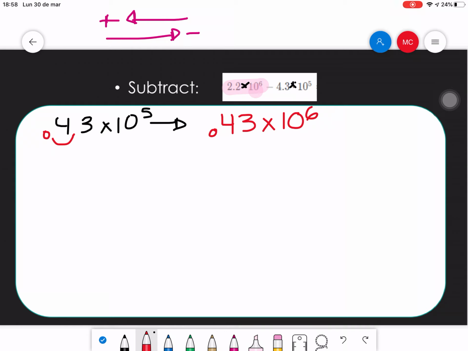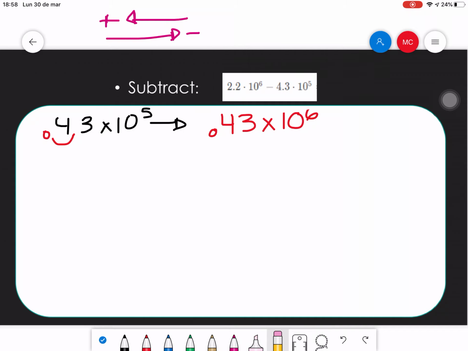Acuérdate que la regla era, observo la ecuación, no son ecuaciones, observo la operación, identifico cuál de los dos números es el que tiene el exponente más chico. Una vez que lo identifiqué, voy a cambiar al número con el exponente más chico, lo voy a convertir al más grande.